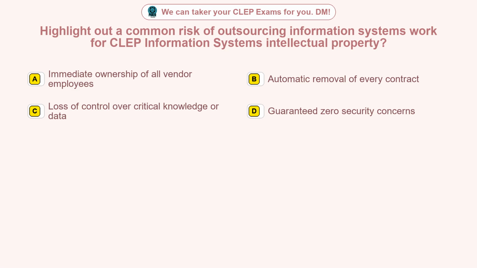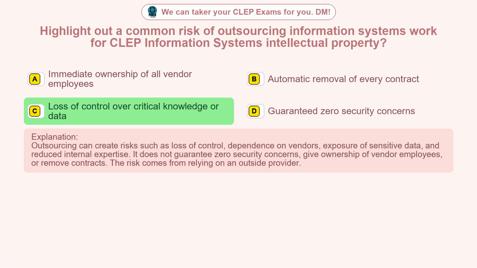Option A. Immediate ownership of all vendor employees. Option B. Automatic removal of every contract. Option C. Loss of control over critical knowledge or data. Option D. Guaranteed zero security concerns. The correct answer is option C. Loss of control over critical knowledge or data.